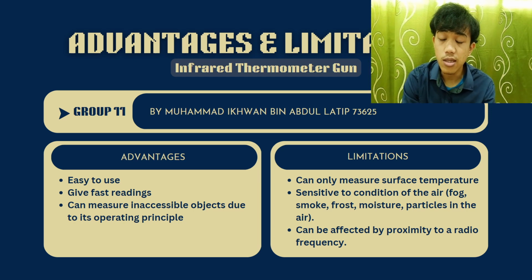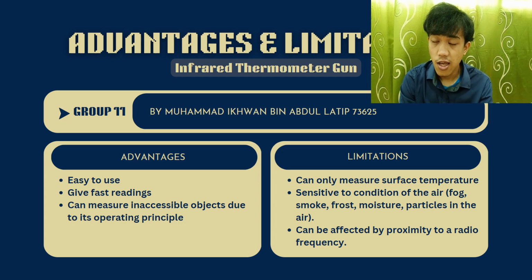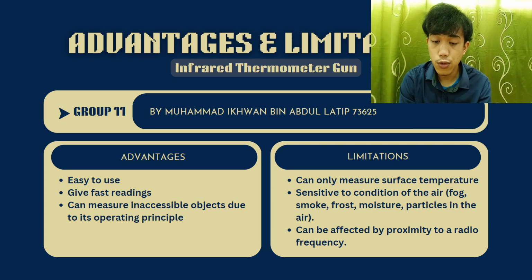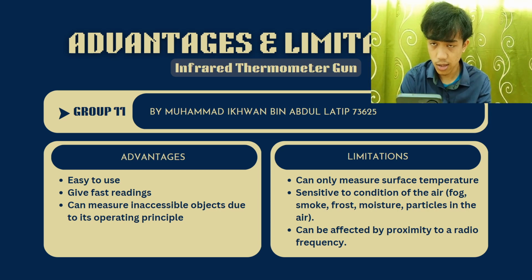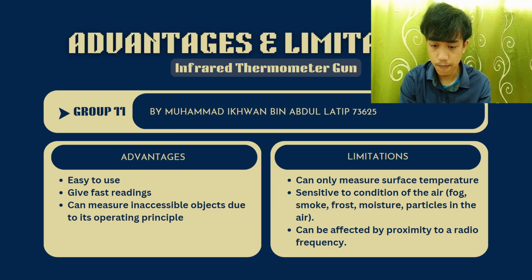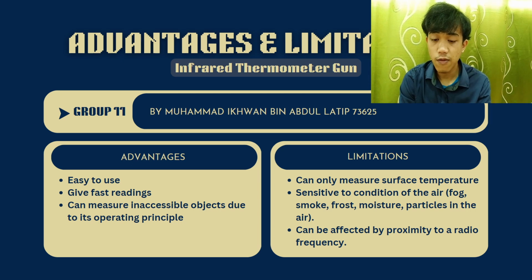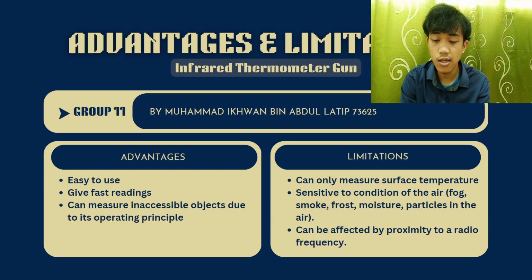For the IR thermometer, the advantage is that it is easy to use because we can measure temperature by pointing the thermometer at a surface. It also gives a fast reading because it gives the temperature with only the click of a button. It can be used to measure in inaccessible places because it has high portability based on its operating principle.